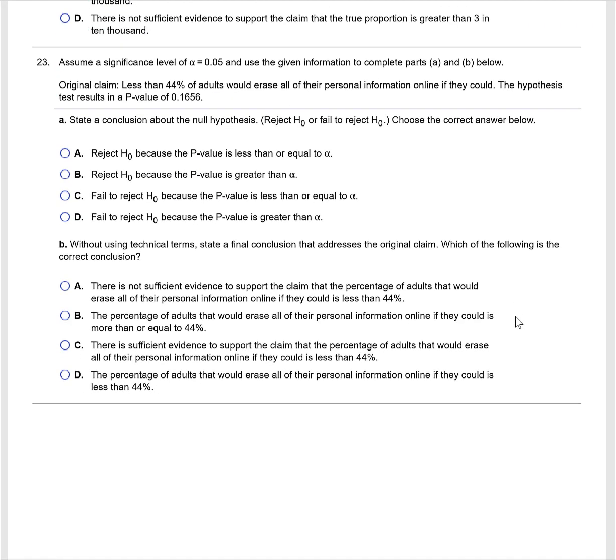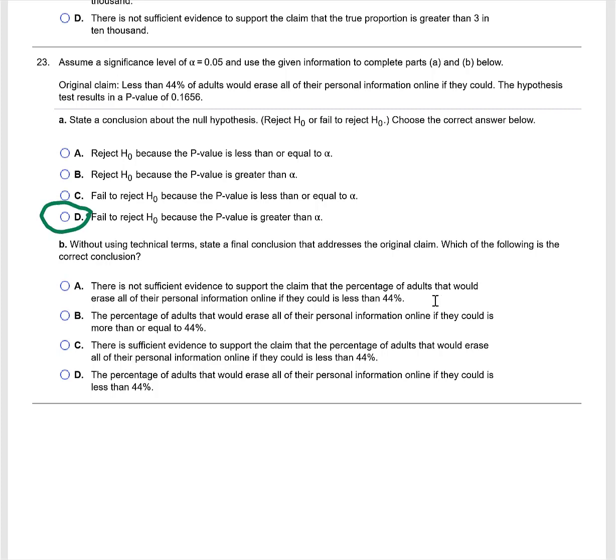Okay, on this one, we're going to use a significance level of 0.05, and we want to answer parts A and B. The claim is that less than 44% of adults would erase all of their personal information online if they could. The hypothesis test results in a p-value of 0.1656. First thing you want to do is compare that p-value to the alpha level. And remember, if the p-value is low, the null must go. This is not less than alpha. So therefore, we would fail to reject because the p-value is greater than alpha. So the correct answer is D.